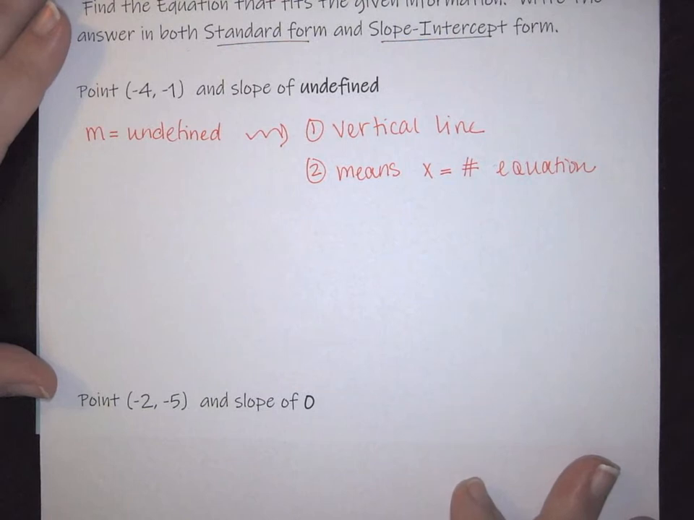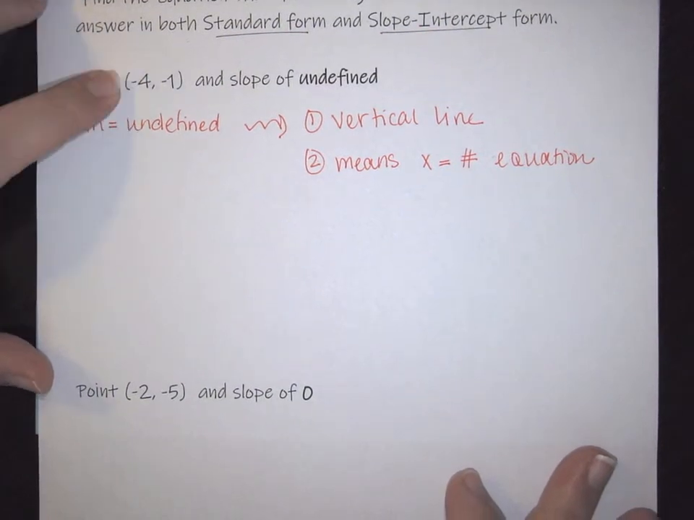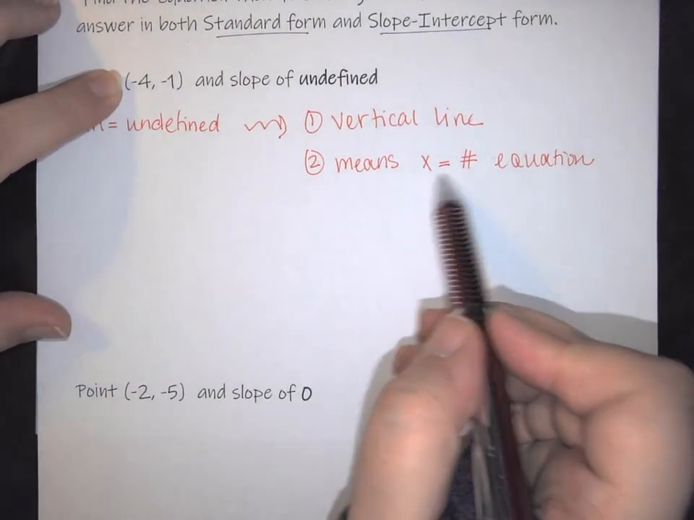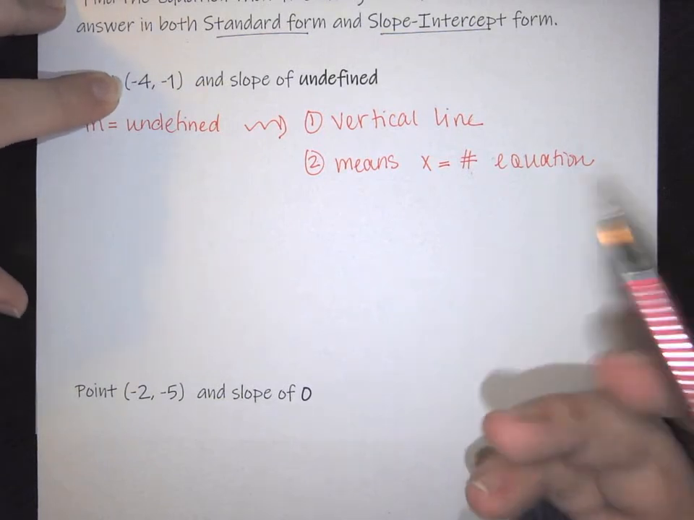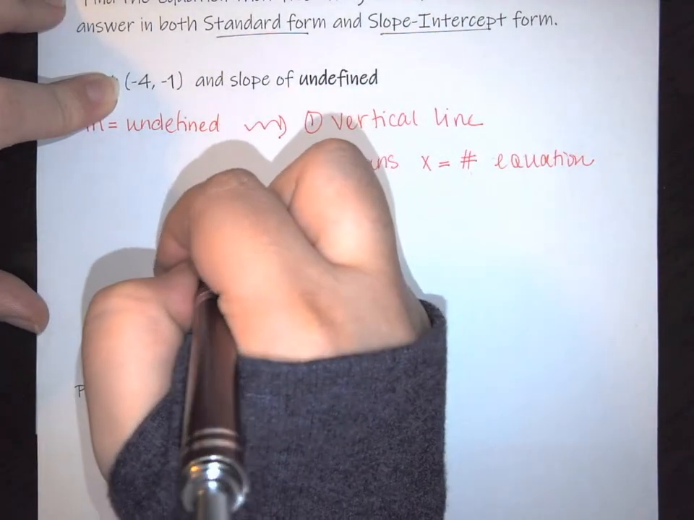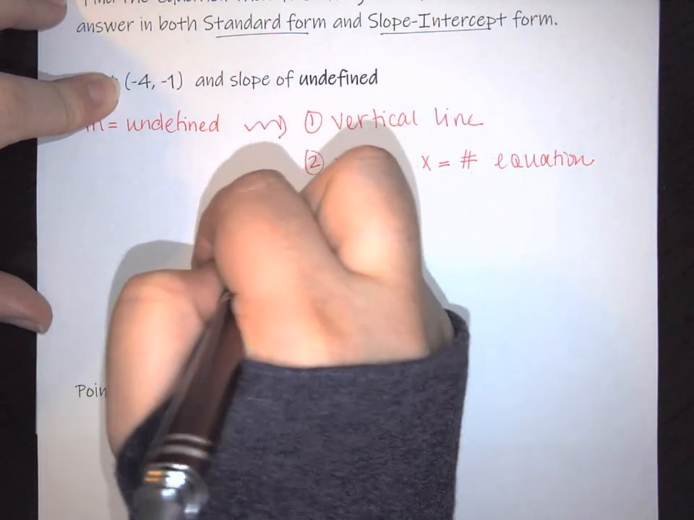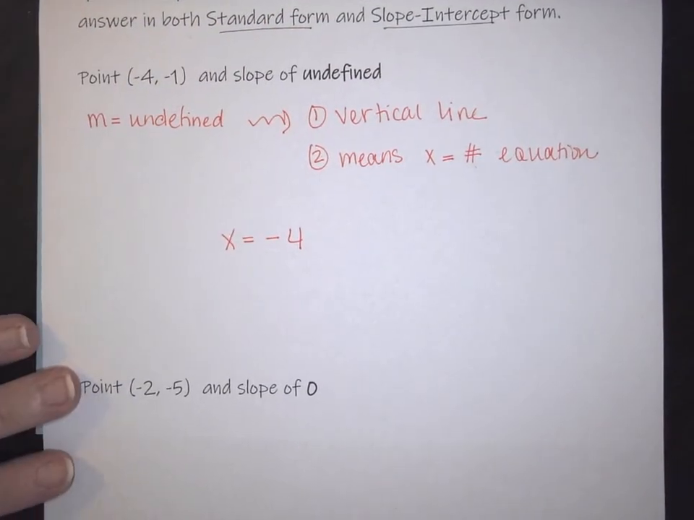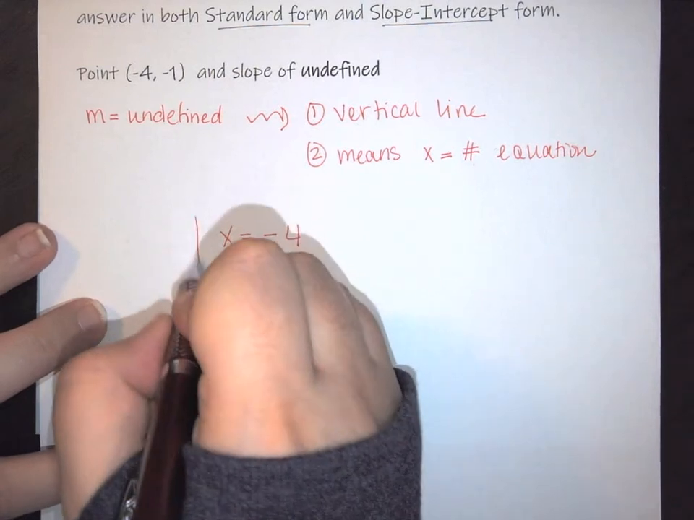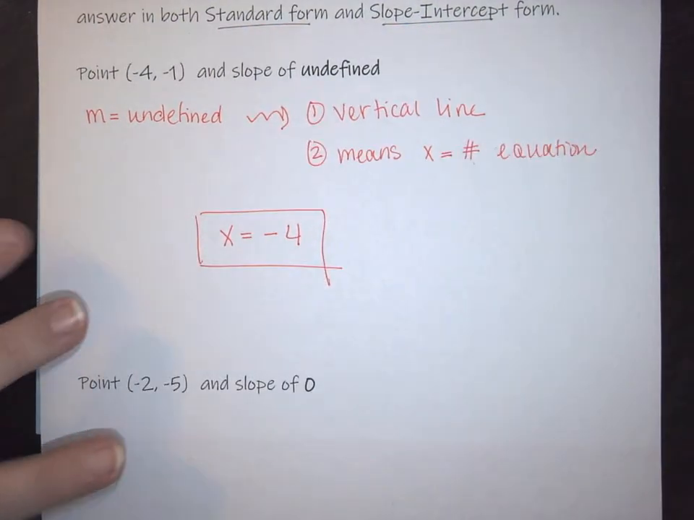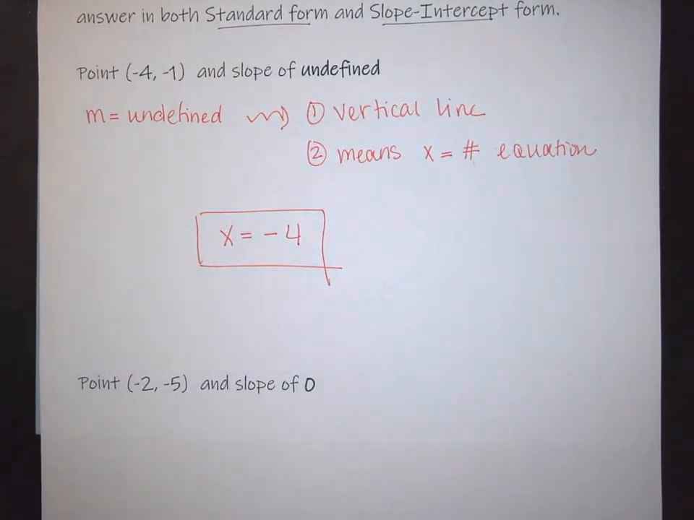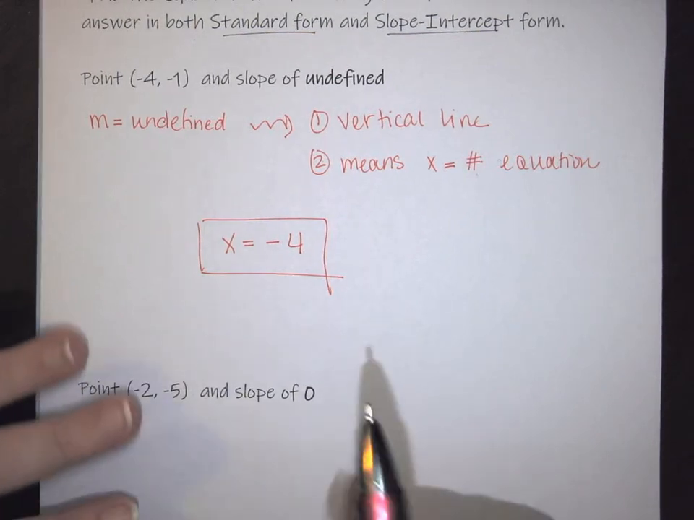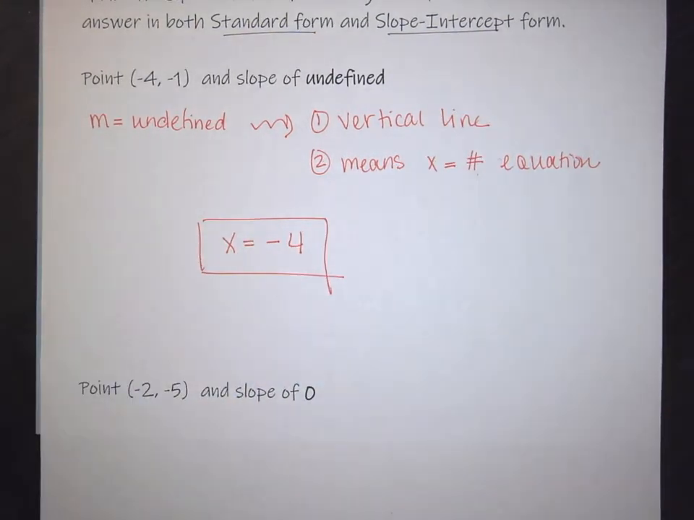So the way you figure out what the equation is, you use your point. So if we're talking about an x equals equation, then here we would end up having that x equals -4. Essentially, you're just writing down what that x value is. And this would be the equation of your line, and this is both standard and slope-intercept form. Okay? And it's because this is what's considered to be the special case.